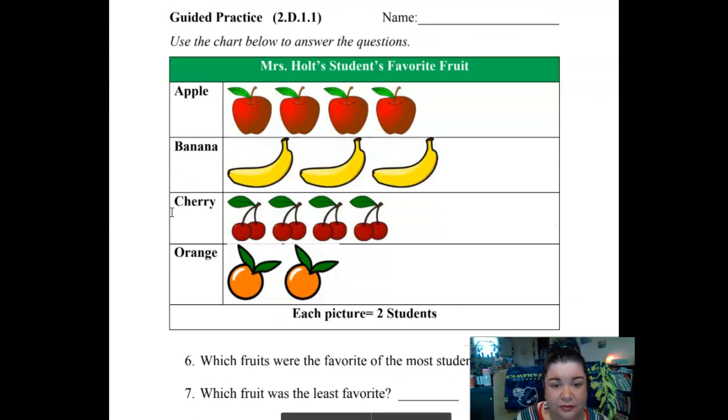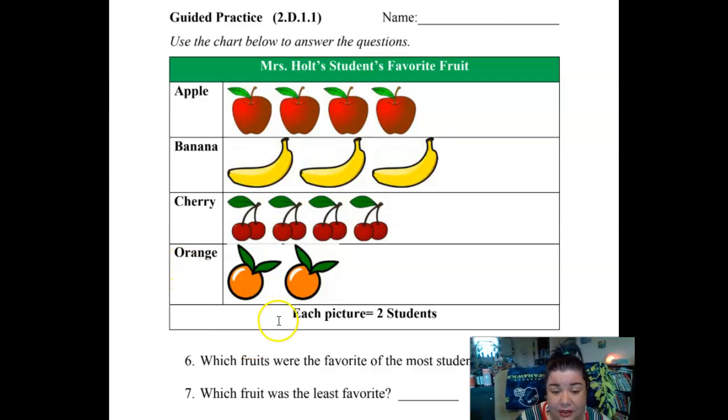Look at this bar graph. So we have apple, banana, cherry, and orange here. And it says Mrs. Holt's students' favorite fruit. Apple, banana, cherry, and orange. Which of those is your favorite fruit? I like all of those. I don't know. Maybe cherries? I love all those fruits. Do you? What's your favorite?